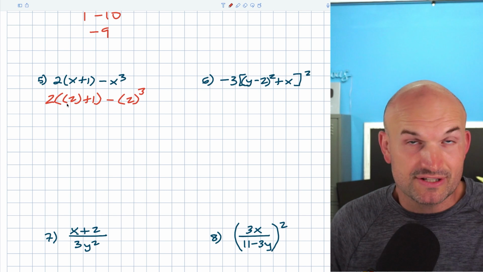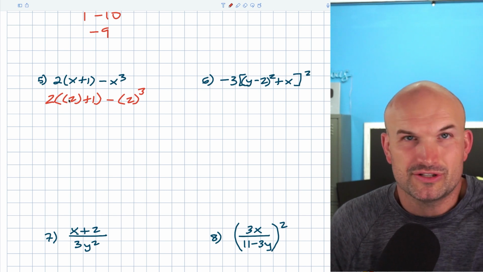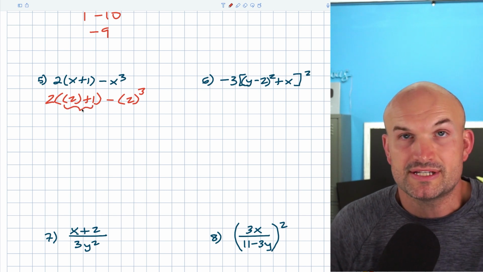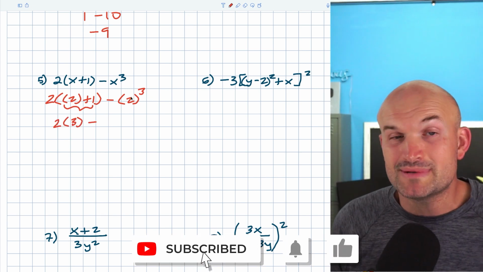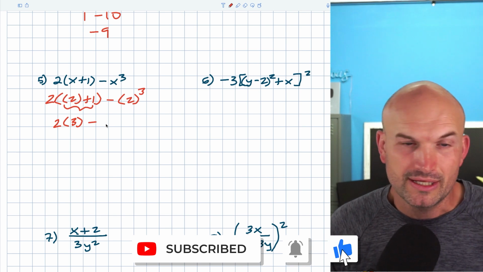So here, now just following the order of operations, right? I can't really do anything with the 2 here, but I can work inside this parenthesis. So 2 plus 1 is going to be 3. So that's going to be 2 times 3 minus now 2 cubed. I can kind of do that at the same time because they're not really interacting with each other.